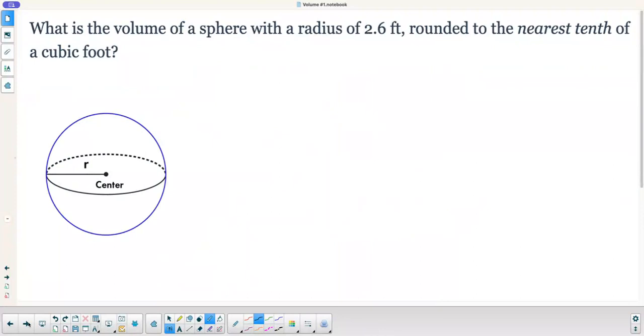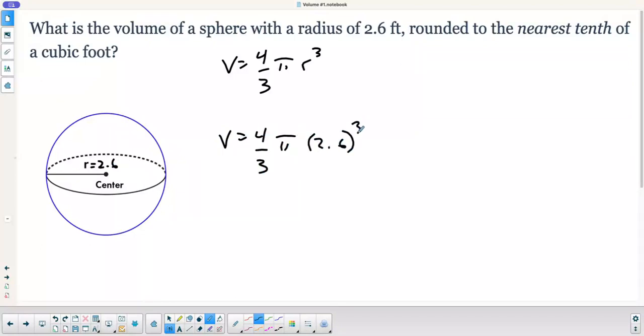All right, a sphere. Volume is 4/3 pi r cubed. So my radius here is 2.6. So volume equals 4/3 pi 2.6 cubed. So I'll just plug it in. So I get my volume equals 73.6 cubic feet.